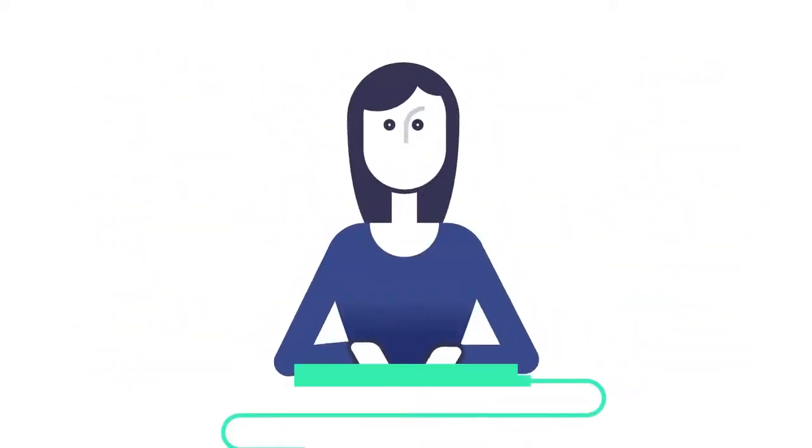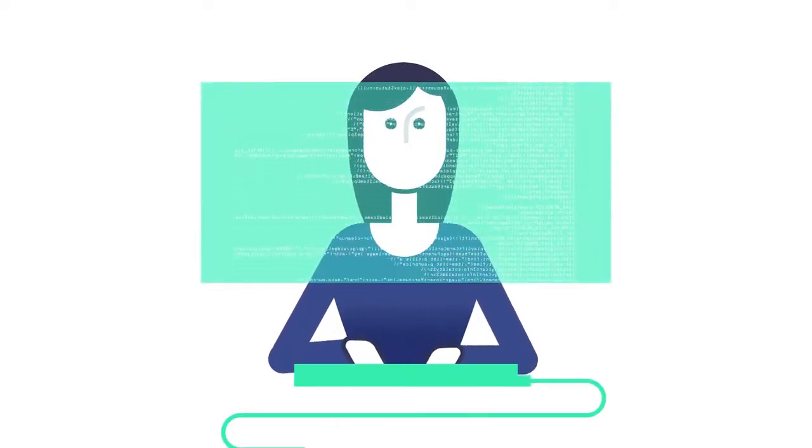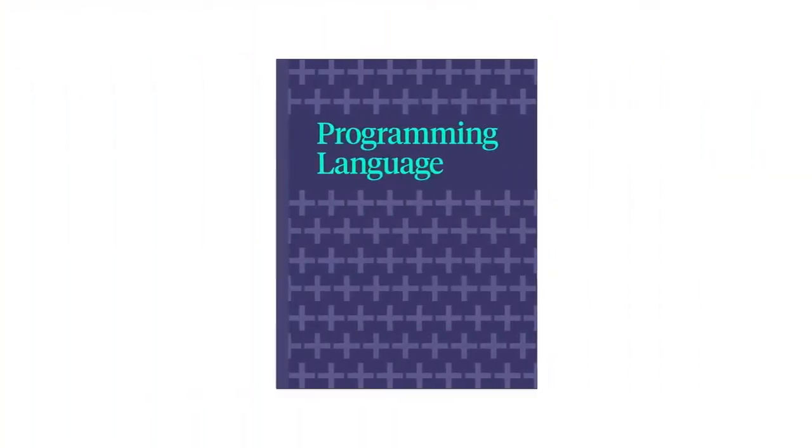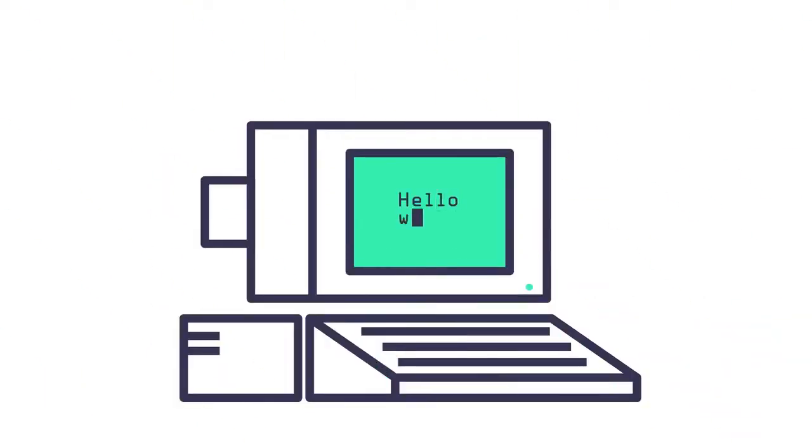It all starts with words and characters entered into a computer by a human using a keyboard. They're writing in a programming language. A programming language is really just a set of rules. It tells you which words you can use to tell the computer what you need it to do.